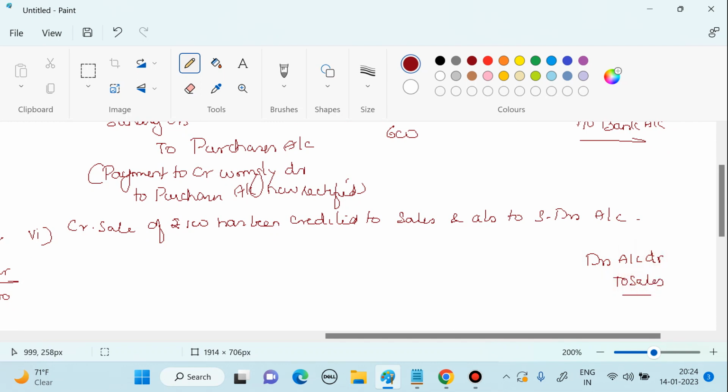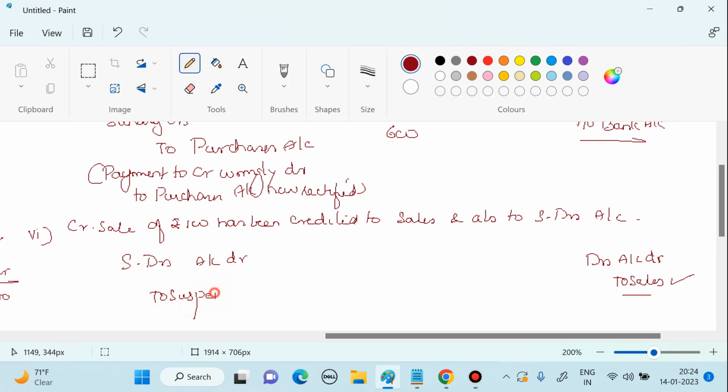Correct. So there was a credit sale of 100. It got credited to sales and also to sundry debtors. While posting, you made a mistake. In the debtors account, instead of putting on the debit side, you put it on the credit side. So it also got credited to sundry debtors. Correct. So debit sundry debtors and put suspense on the credit.